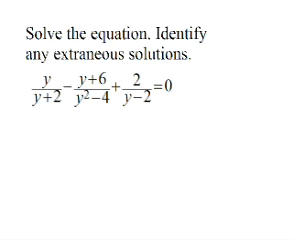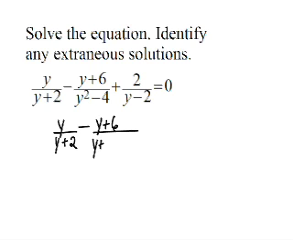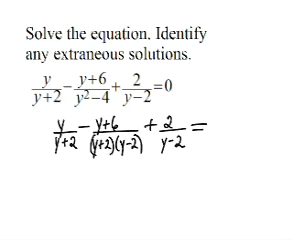Solve the equation, identify any extraneous solutions. First step is we're going to factor the denominators in the equation. So we have y over y plus 2 minus y plus 6 over y squared minus 4, which is a difference of squares, so it's factored as y plus 2, y minus 2, plus 2 over y minus 2 equals 0.